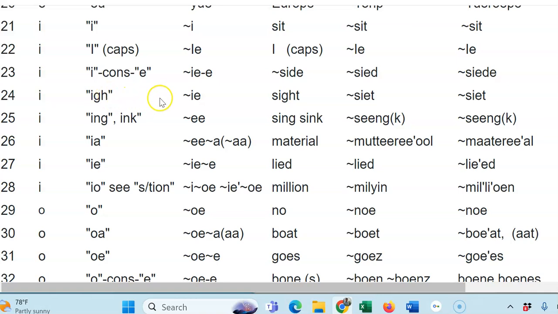IGH. IGH is spoken as I, for instance, as in sight. ING can be E, sing, sink, but you can use short I there too, sin, sink. IE is I, lied becomes lied. IO, it can be IO, or there's a special situation of shin and shin, but generally it's IO. Million.